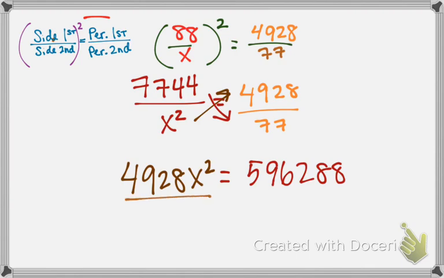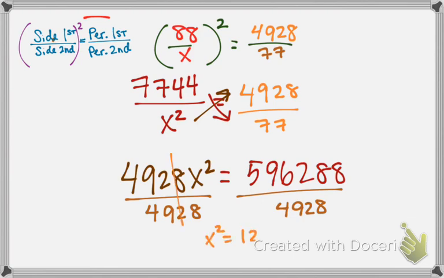We have to divide first by 4,928. And it will be 121. Yes. So x squared equals 121. How do we get x by itself then? Take the square root. So x is 11. I'm pretty sure that was feet. Squared. Squared, yep. That is it.